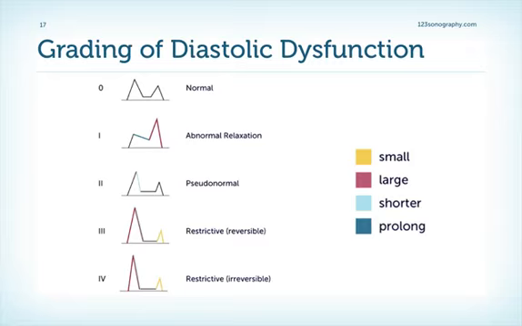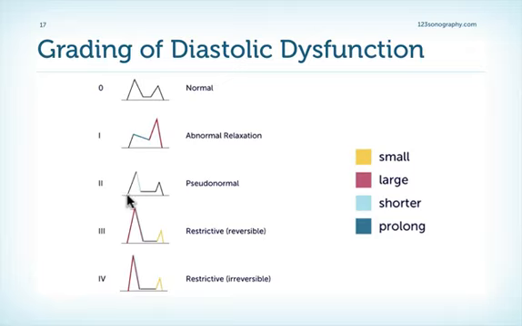And so if we put all this together, we can grade diastolic dysfunction. And remember, since diastolic dysfunction largely reflects left ventricular filling pressures, it also nicely reflects the severity of symptoms. Okay, we have grade 0, which is normal, where we have an E wave which is taller than the A wave. Then we have abnormal relaxation. We have an E wave which is smaller than the A wave, and we see a prolongation of the deceleration time.